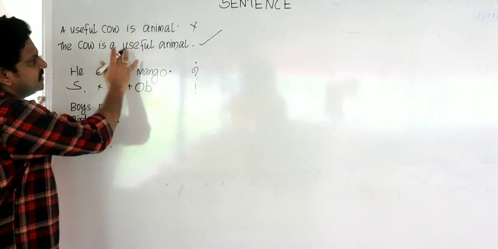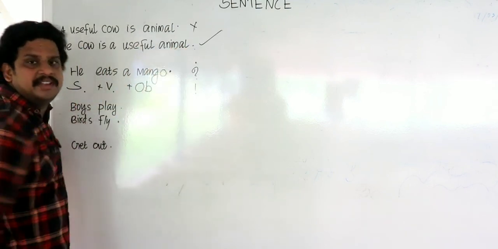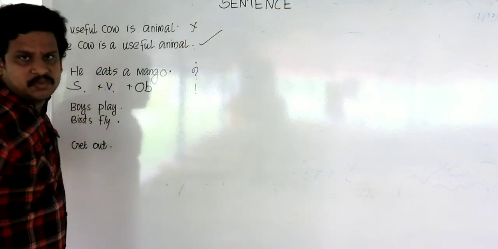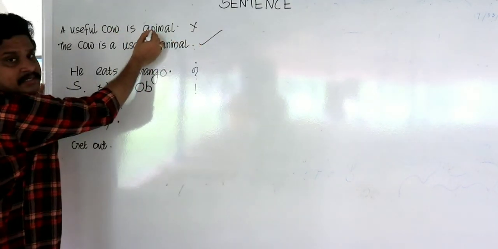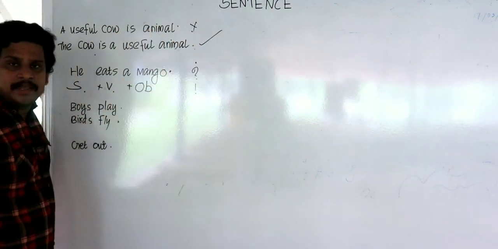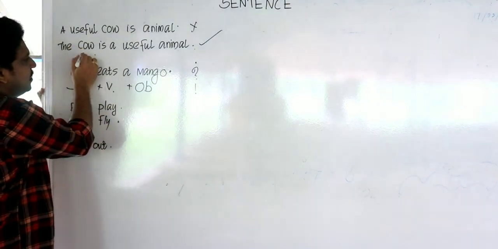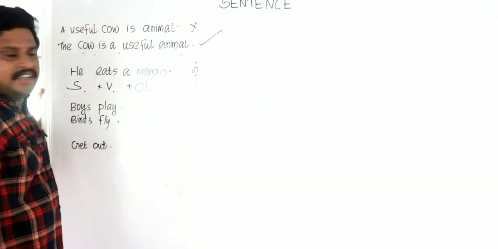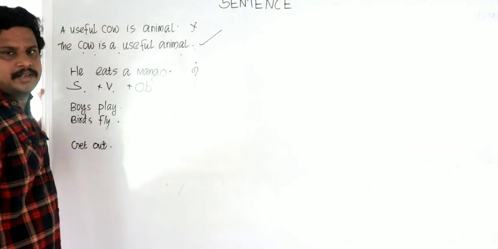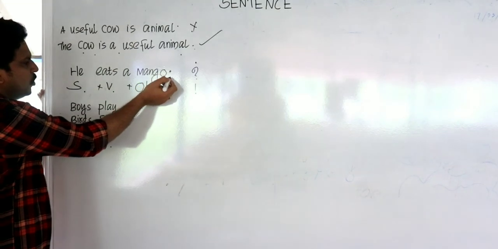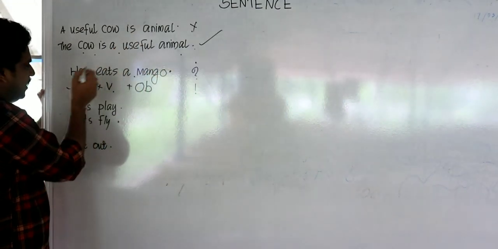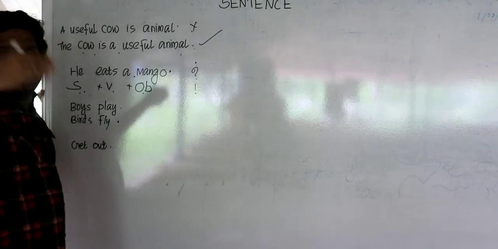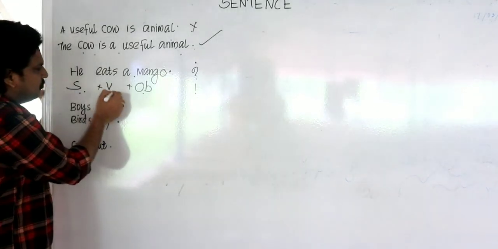Okay? Sentence is a group of words which makes a complete sense. This one is a group of words, but this one cannot be called a sentence. Why? Because it has no sense. But this one is a sentence. Why? Because it has a beginning, a middle and an end, and it has a meaning. It ends with a full stop, a punctuation mark. Here, he eats a mango. It has a meaning. It constitutes subject, verb, object. So, which are the things we need in a sentence? They are subject, verb, object.